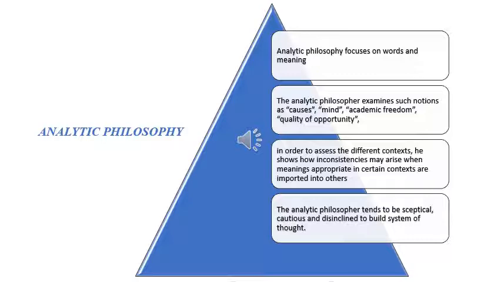Now, the analytic philosophy focuses on words and their meaning. So, analytic philosophers here examine such notions as causes, mind, academic freedom, quality of opinion, different contexts of different words. They show how inconsistency may arise when meanings appropriate in certain contexts are imported into others. The analytic philosophers tend to be skeptical, cautious, and disinclined to build systems of thought.